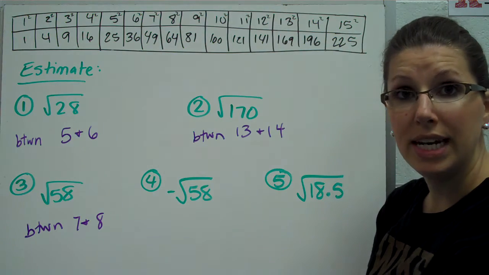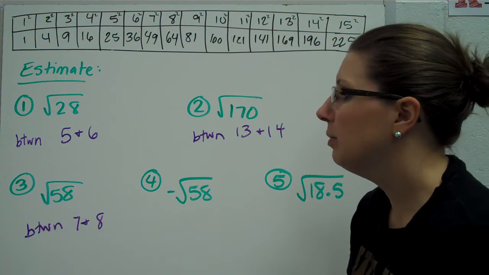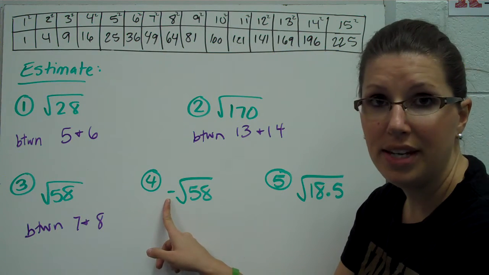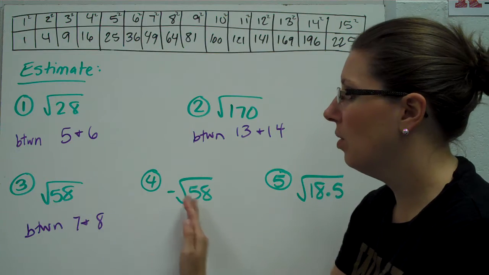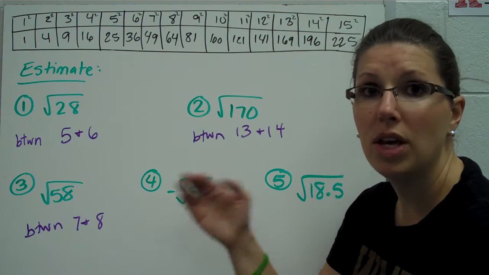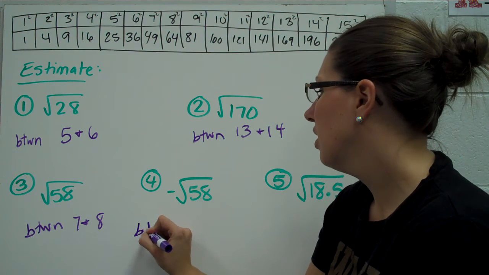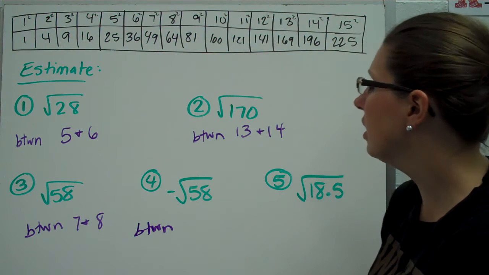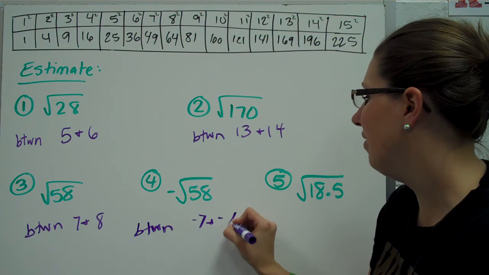Did you get between 7 and 8? Awesome. Number 4 is very similar to number 3, except it has a negative sign out front. The only difference here was that negative, so the only difference in our answer is going to be a negative. So this is going to be between -7 and -8.